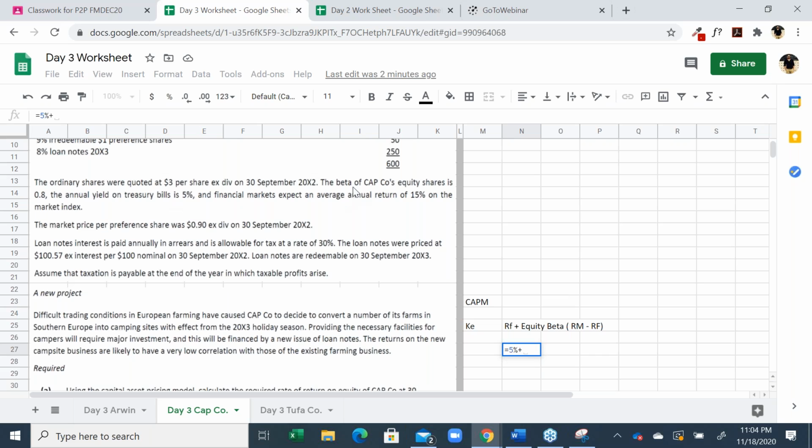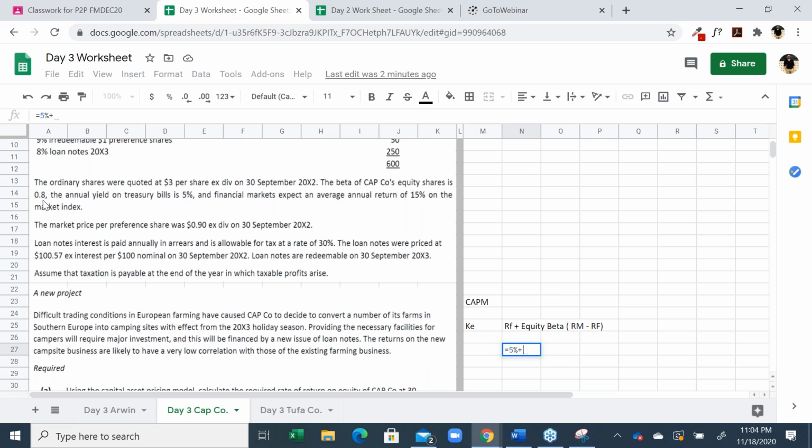So the equity beta of Cap Company is 0.8. Now, what does this mean? Just understand the concept of equity beta so that you can interpret this figure if it's asked in the exams. A 0.8 equity beta or any other equity beta, what does that show?